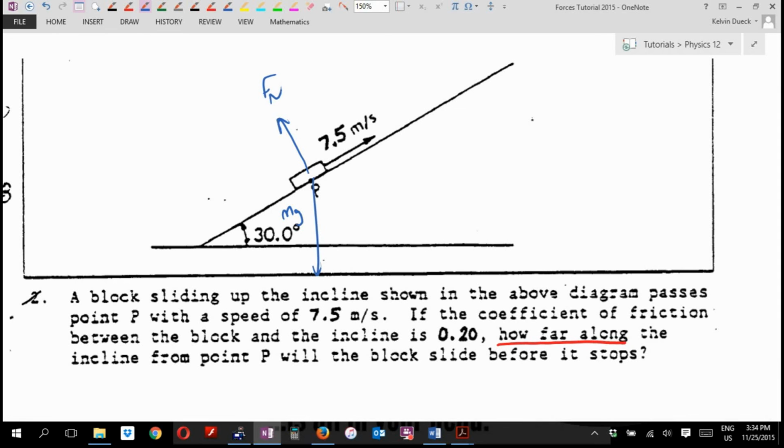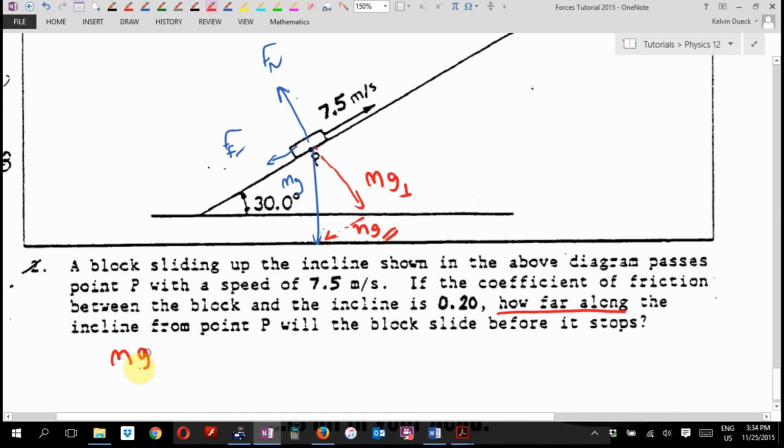No. Down. Friction. In fact, this is going to slow down really quick because when I break gravity up into mg perpendicular and mg parallel, there's two forces slowing it down. Which two forces are slowing it down? Friction and mg parallel. It's going to be mg parallel plus friction.